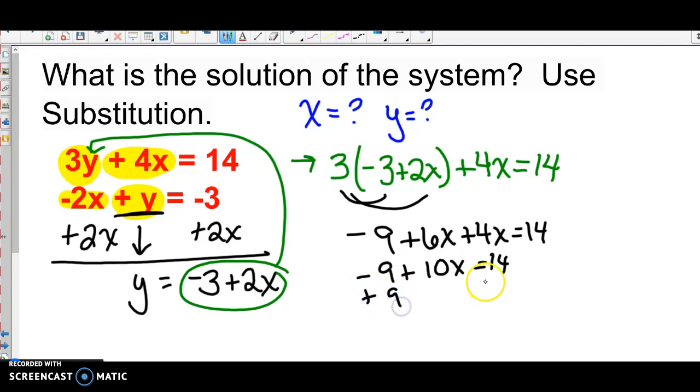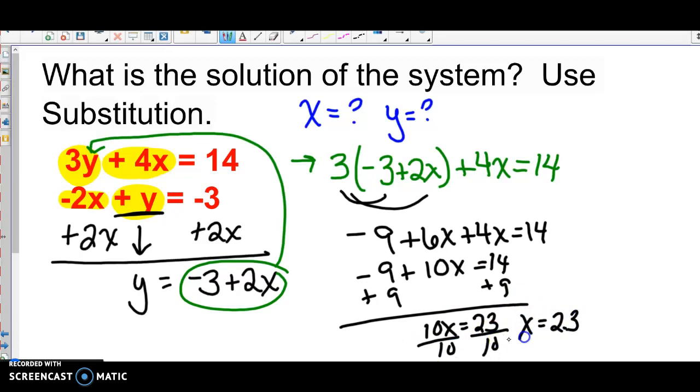Add 9 to both sides. You get 10x equals 23. Divide by 10, and you get x equals 2.3. Now plug that in for x for any of the equations. And I think I will plug it in for the second one.